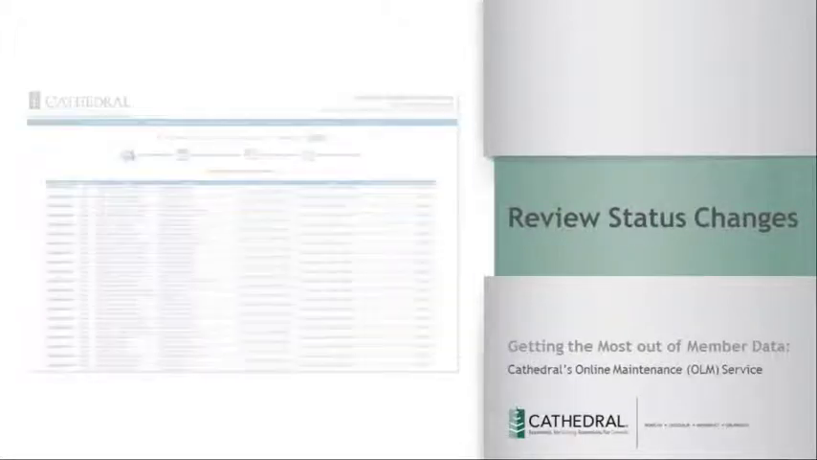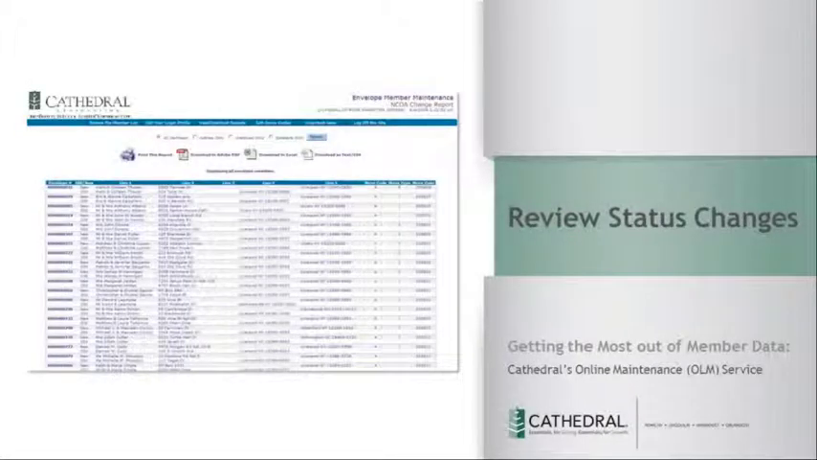So the report displays the member's old address, their new address if it is available, and it also lets you know whether or not the move is an individual move, for example, a child moving out on their own, or if it's an entire family move. It also lets you know when the move took place.